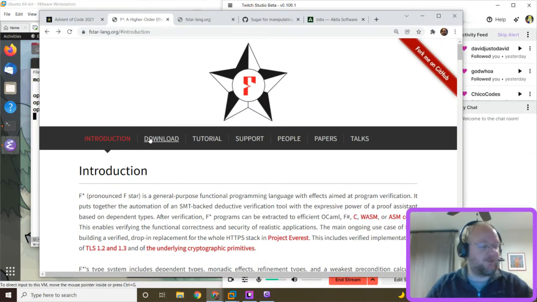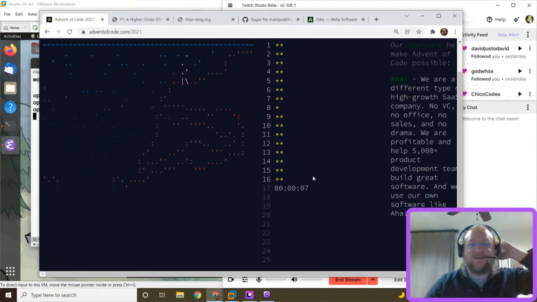So F star is a general purpose functional programming language, as the page says, aimed at program verification, which means you can prove the correctness of your code using dependent types to make statements about what is true or not true about your program. This year I've had limited success actually proving that the solutions are correct, but I've done okay at actually solving the problems, although using F star takes a lot longer to do than other languages I'm used to.